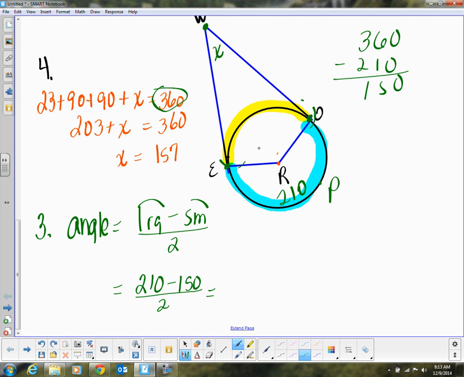So we're going to have 60 divided by 2 is 30.